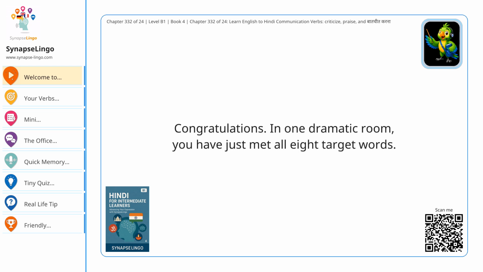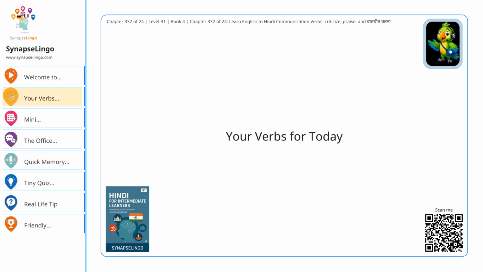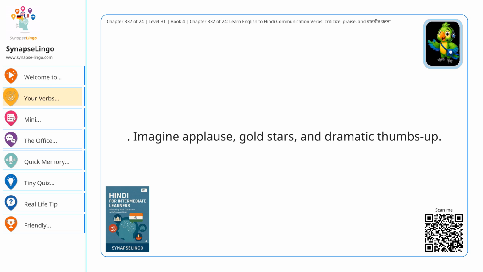Congratulations. In one dramatic room, you have just met all 8 target words. Your verbs for today. Let's make the chaos useful. Here are your key verbs in a clean, memorable set. To criticize is आलोचना करना. Imagine the parrot judging your haircut. To praise is प्रशंसा करना. Imagine applause, gold stars, and dramatic thumbs up.